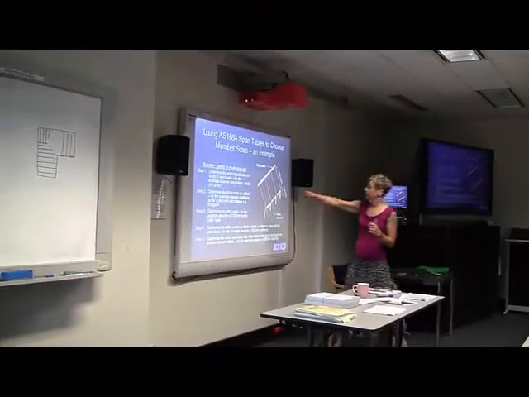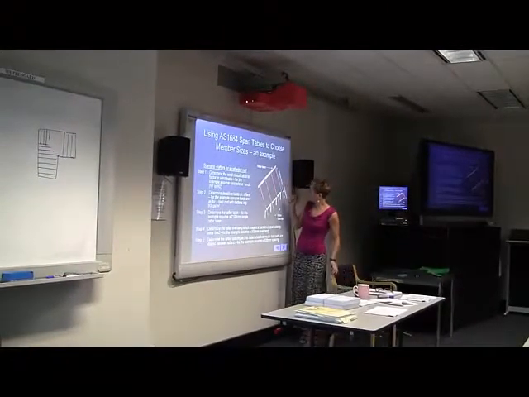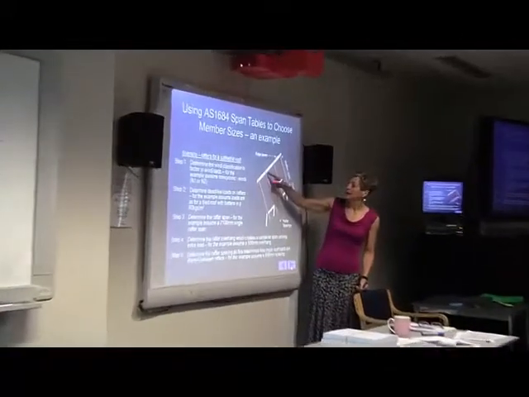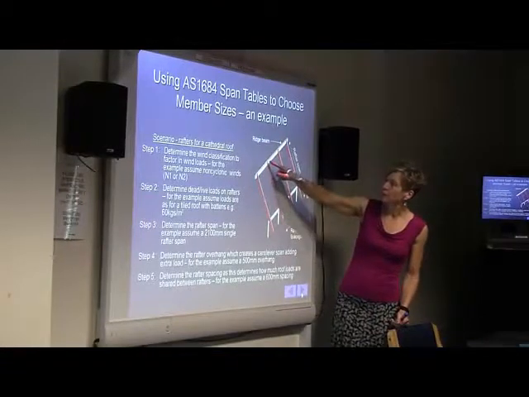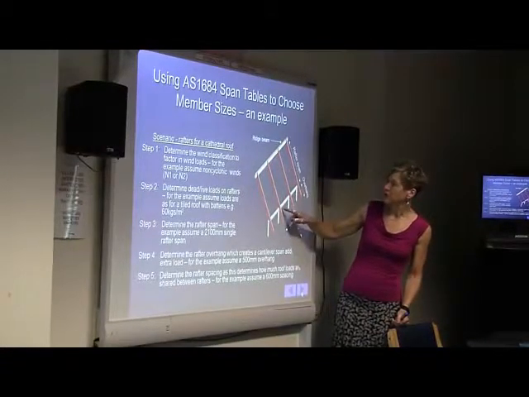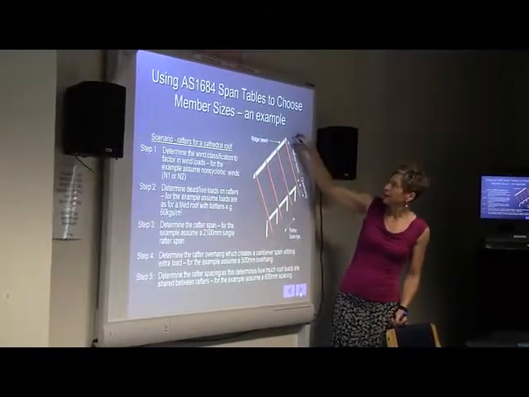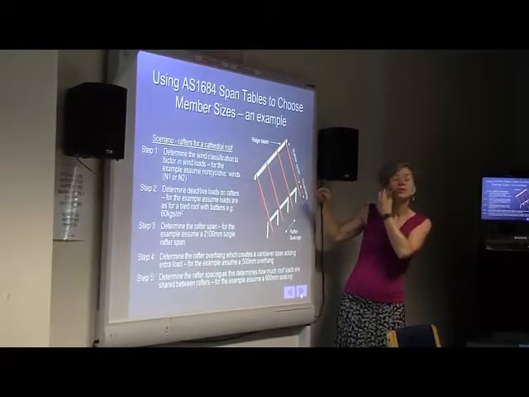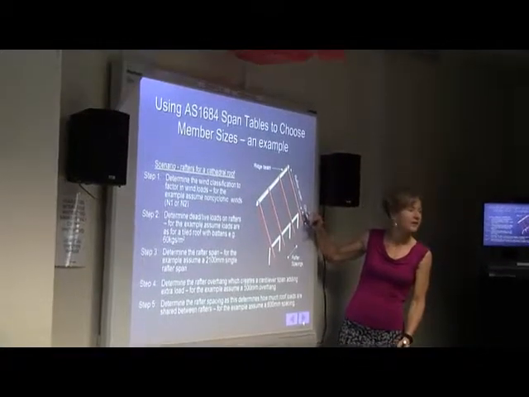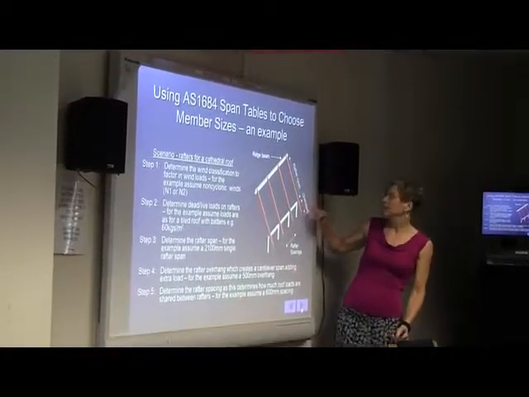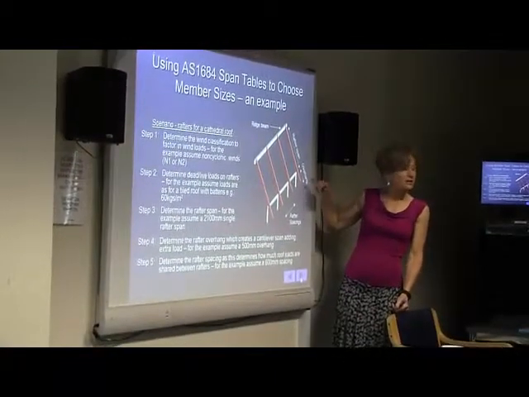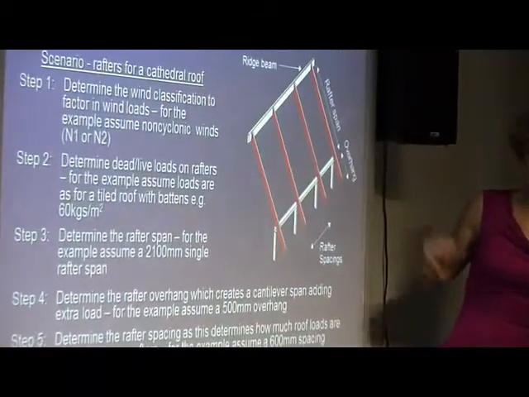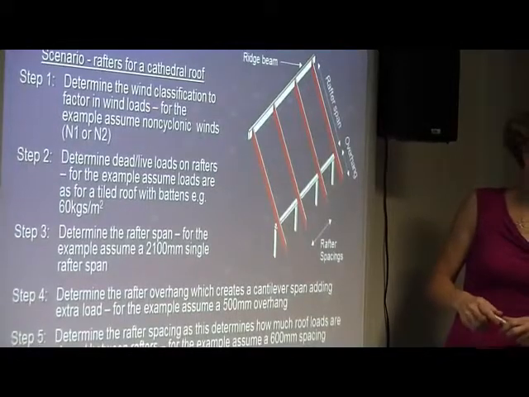Diagram. So we've got the ridge up here. We have the top plate of the wall, and we have our rafters spanning from ridge beam down to top plate. Okay? The span of the rafter is from there down to there, and it should be taken to the outside edge of the timber frame. The bit that hangs over is called the overhang. Okay?